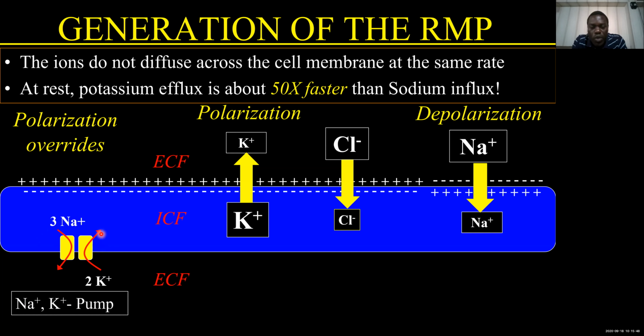Now, I want you to look at that pump again with what I've told you about how it pumps. And tell me, what should be the net effect on the charges if I take 2 potassium in for every 3 sodium out? Remember, sodium and potassium are both positively charged ions. Anyone?